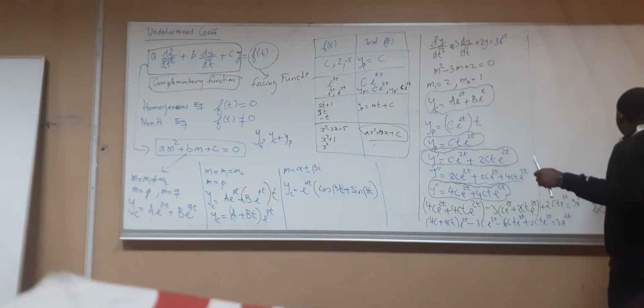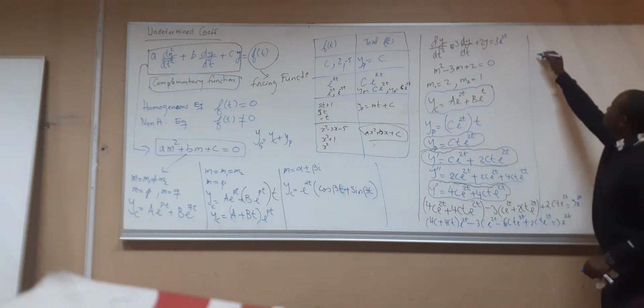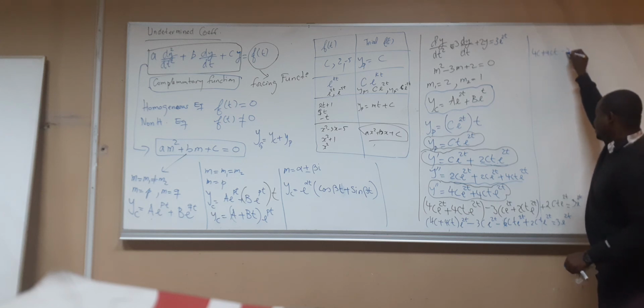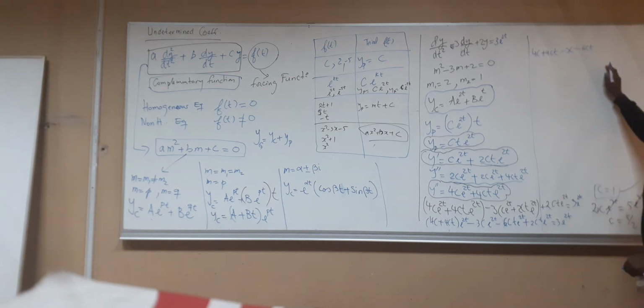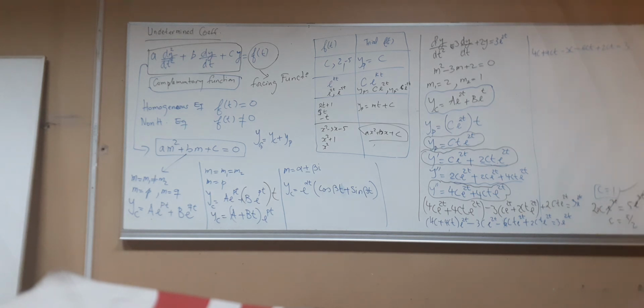At the same time, I do not want my video to be very long. I will try to stop and then we're going to take another video. But I have to finish this question first. So I end up having 4c plus 4ct minus 3c minus 6ct, and then I have also plus 2ct equal to 3. Why? Because I decided to remove all the e to the power 2t. I decided to divide everything by e to the power 2t.